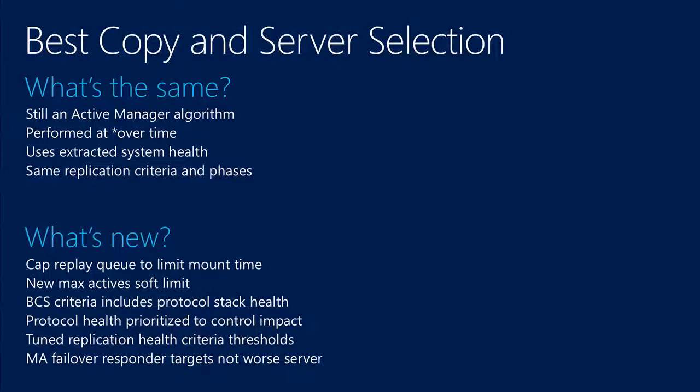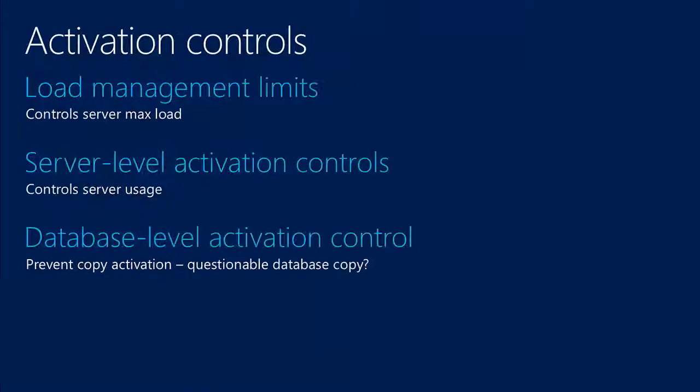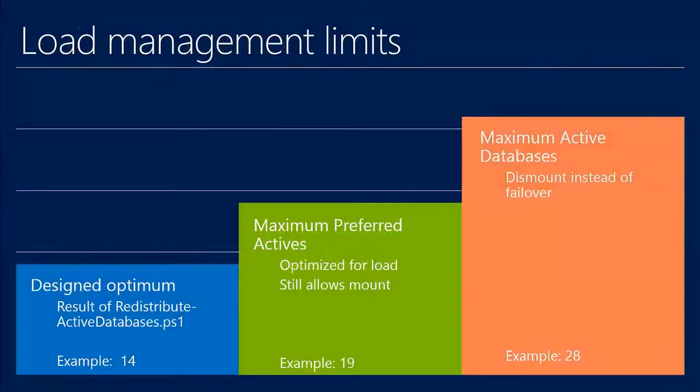So if the problem that we're trying to recover from is Outlook Web App or ActiveSync is not functioning on a server, we need to evaluate the health of Outlook Web App or ActiveSync on the other servers to figure out if we have a good place to move to. So there are other activation controls that you can put into place as well. And let me show you this table here to illustrate how they can go.